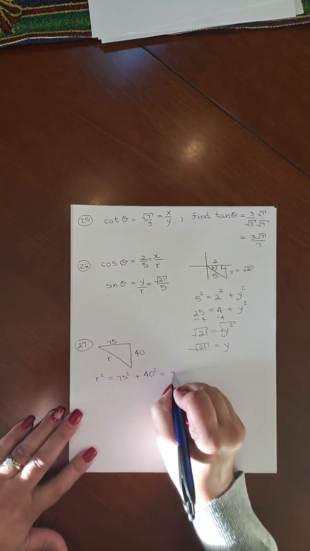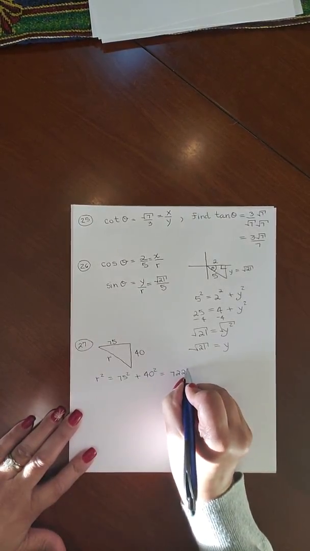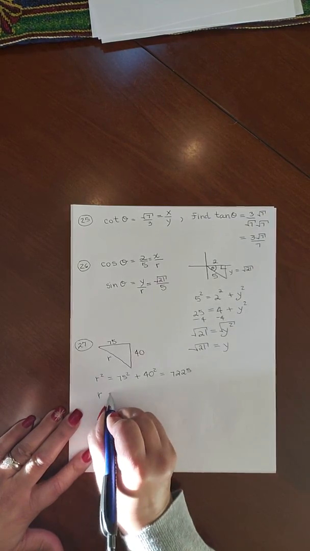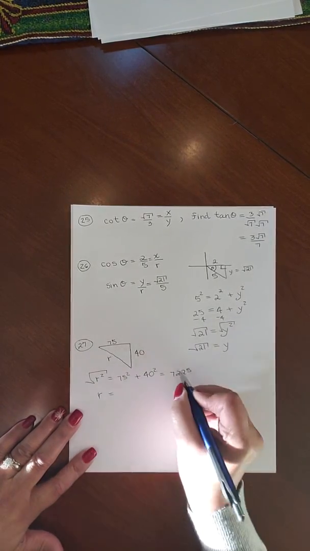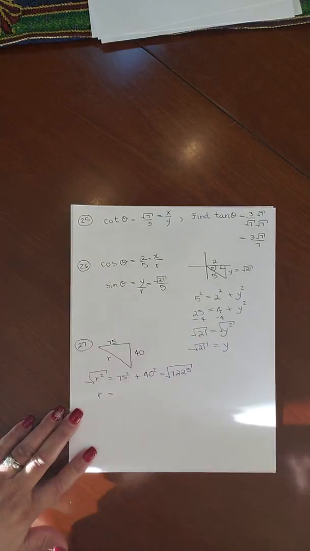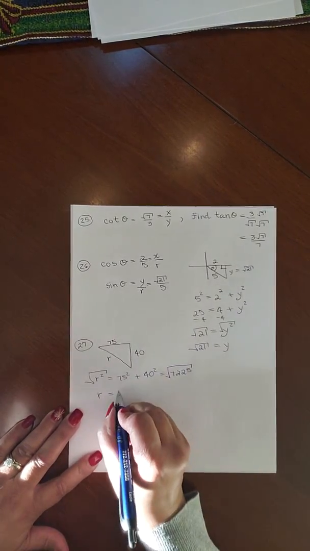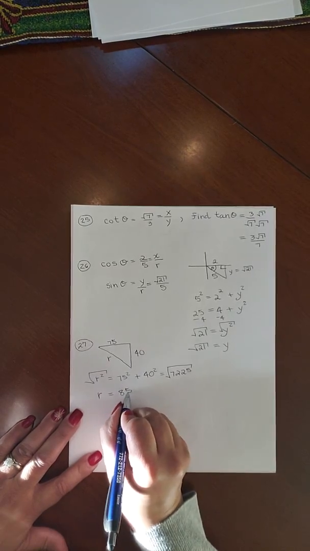Okay, this comes out to be 7,225. And if you're going to get R, you're going to have to take the square root of this as well as this. And square root of that is 85.